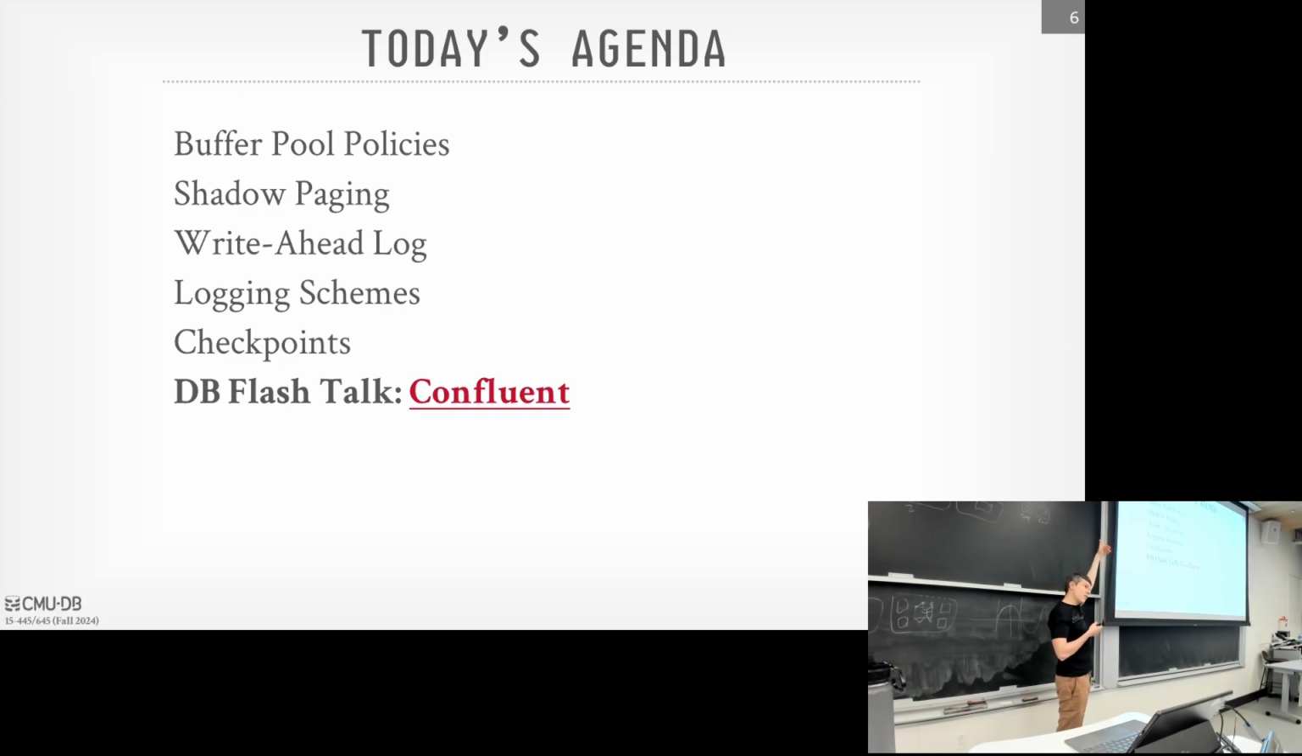Shadow paging is what they invented at IBM back in the very first system, in System R. Some systems still do this today, but in practice, you don't want to do this. Write-ahead logging is always going to be the superior choice. Then we'll talk about what we're actually going to put in the write-ahead log, and then we'll do a preview of what checkpoints are going to look like, and I'll explain what that is as we go along.